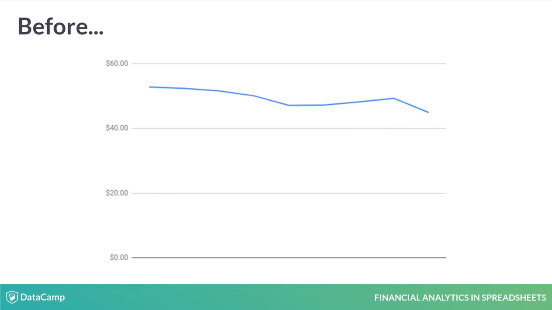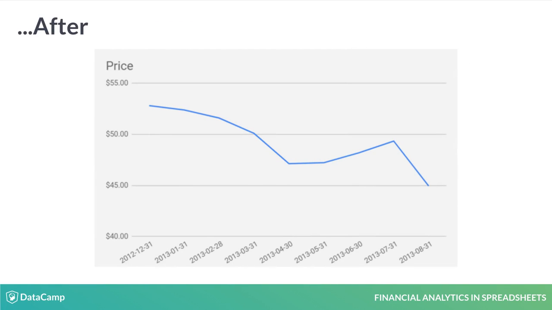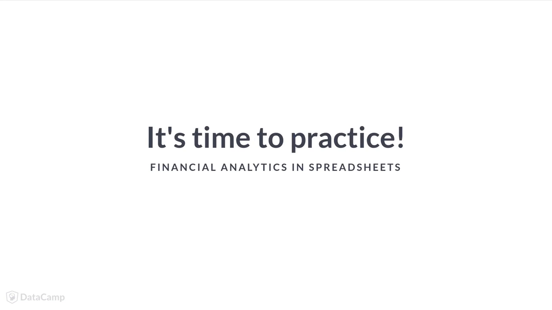This was your chart before the customization, and this is the same chart after the customization. It looks much better, doesn't it? Now that you know how to build a line chart, in the next exercises, you will display the historical prices for stock ABC. Time to practice.